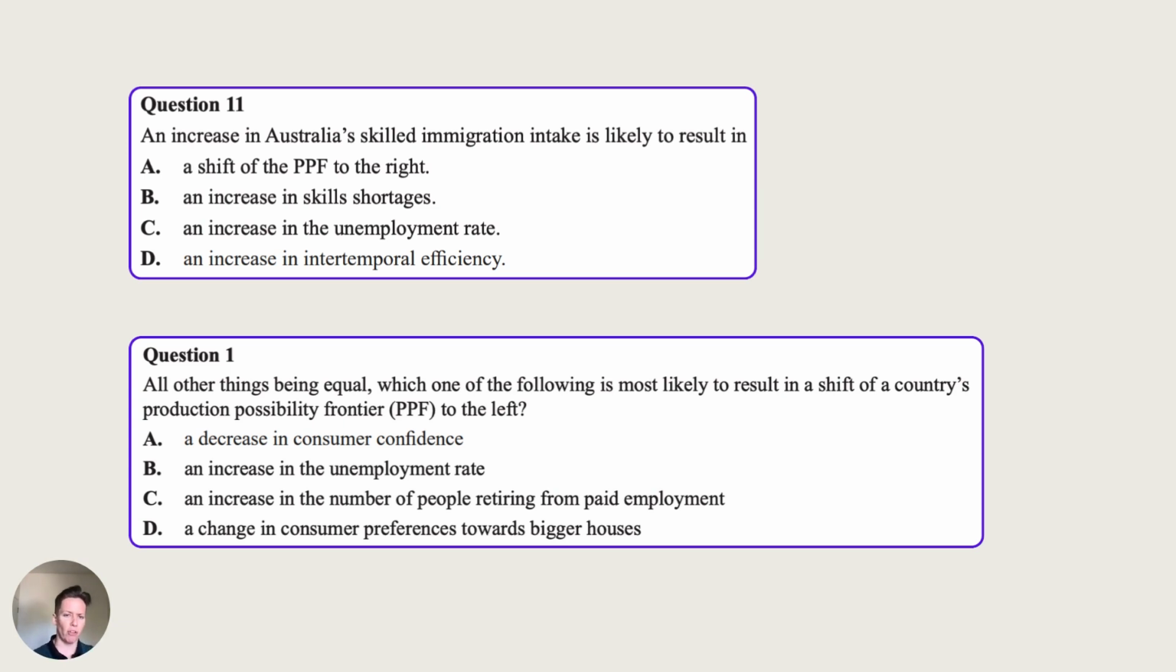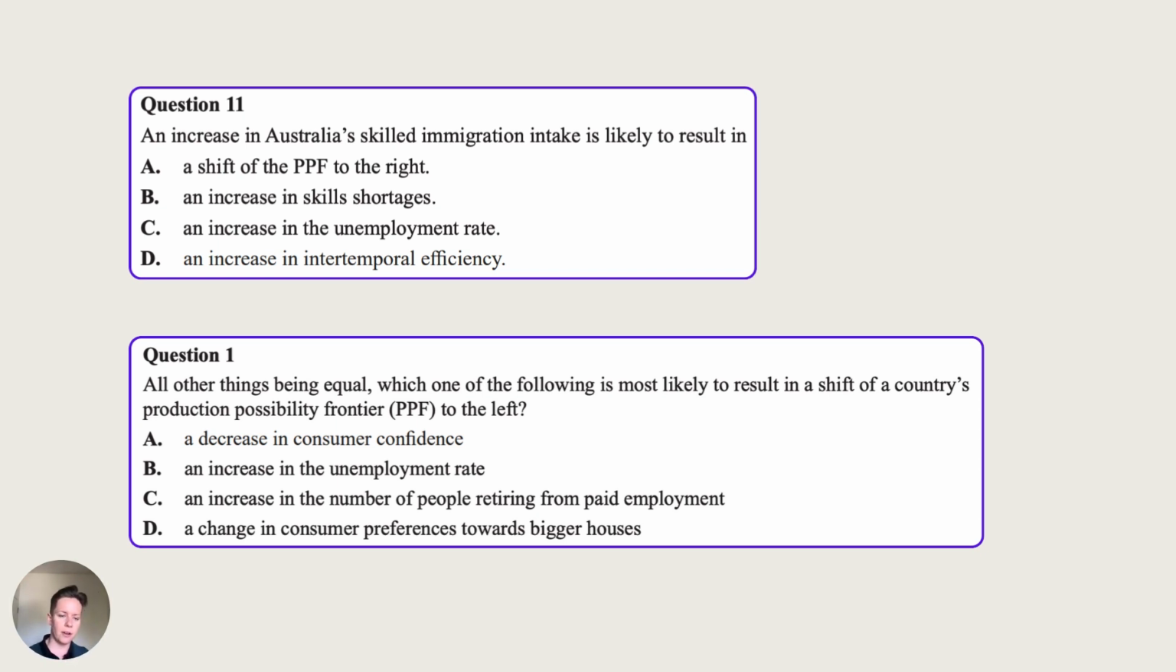C, an increase in the unemployment rate. Doesn't really make sense. We've got migrants coming into the country. They're not necessarily replacing anybody else. It's just the case that we've got gaps in our labour system and they're filling those gaps. So it won't touch the unemployment rate. It's got nothing to do with it. And you may not know what this term means yet, but D, an increase in intertemporal efficiency. I'll explain what intertemporal efficiency is in my next video. At this stage, just know that this is not it. If you take on more skilled migrants, it's not going to touch your intertemporal efficiency. So the answer is A, all right? I hope that makes sense.